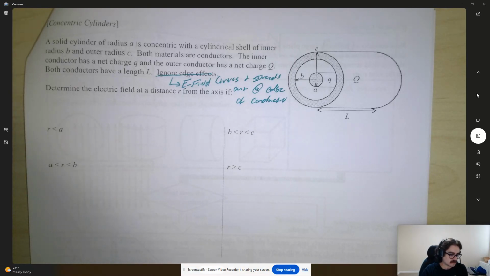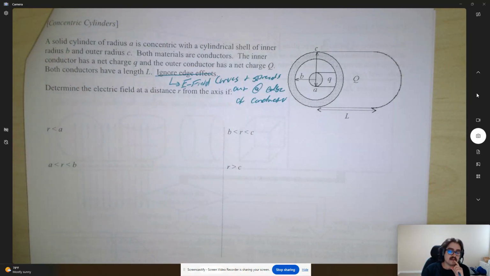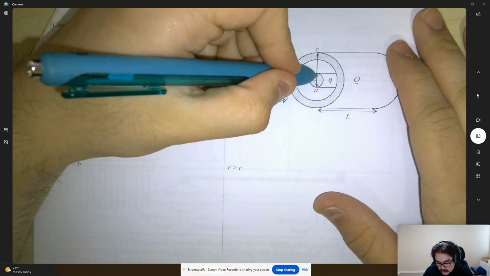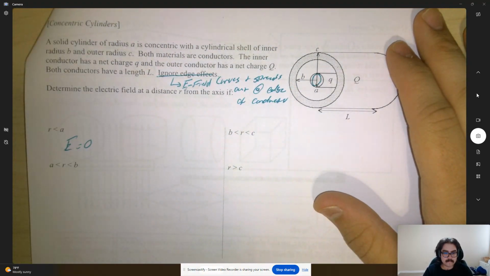A solid cylinder of radius A is concentric with a cylindrical shell of inner radius B and outer radius C. Both materials are conductors. The inner conductor has a net charge Q, and the outer conductor has net charge little q and then big Q. Both conductors have length L. Ignore the fringing effects. Determine the electric field at a distance r from the axis in each of the following cases. If r is less than A, then you are inside the bulk of a conductor and the E field is equal to 0.